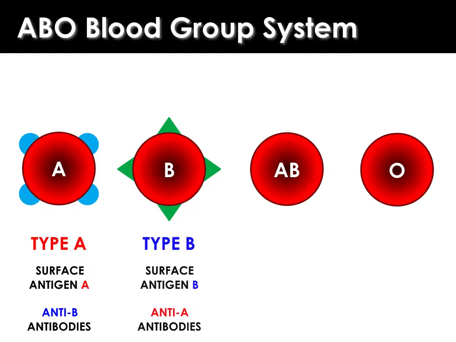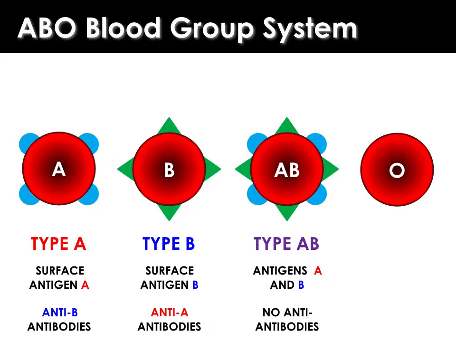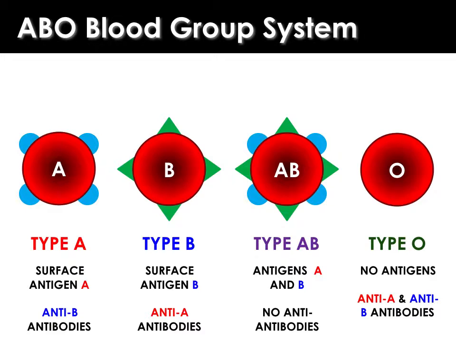Type B group then has surface antigen B and will also have anti-A antibodies. If you have type AB blood, you have both antigens A and B and no antibodies present. And the last one is type O, where they have no antigens, but they do have both anti-A and anti-B antibodies. So just to summarize, there are 2 antigens and 2 antibodies that are mostly responsible for the ABO types. And the specific combination of these 4 components will determine an individual's type in most cases.